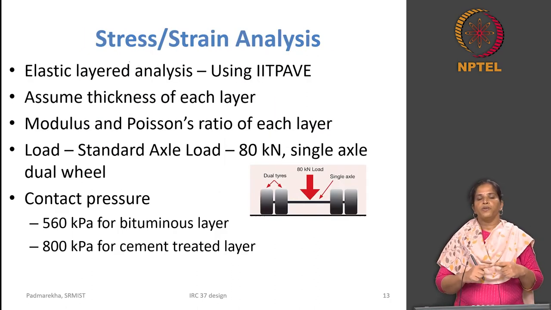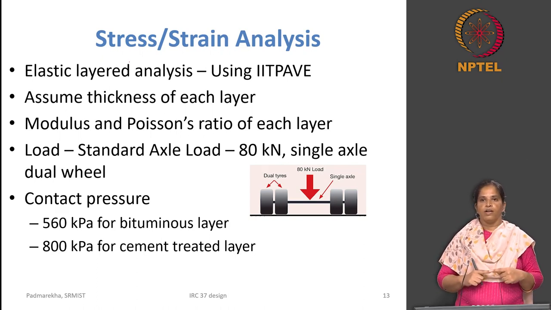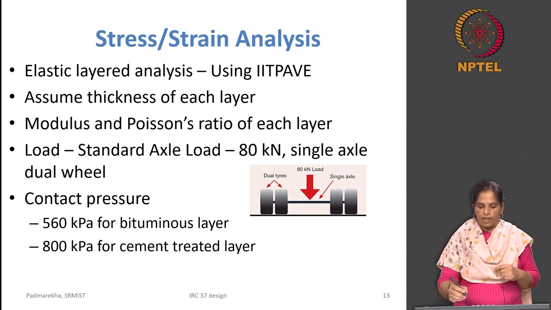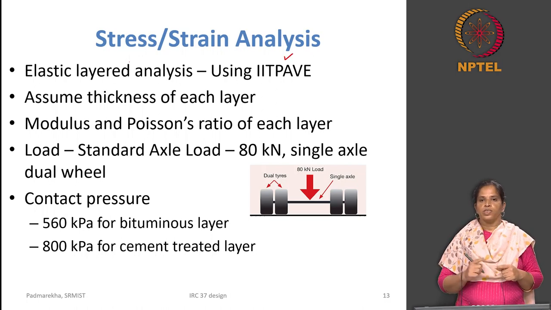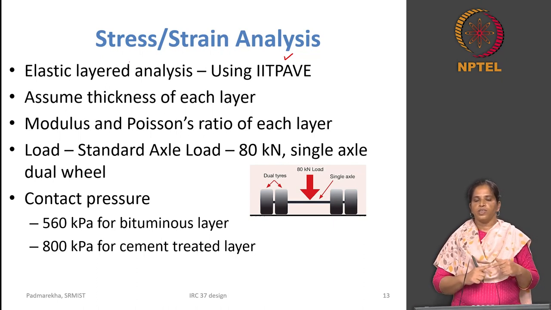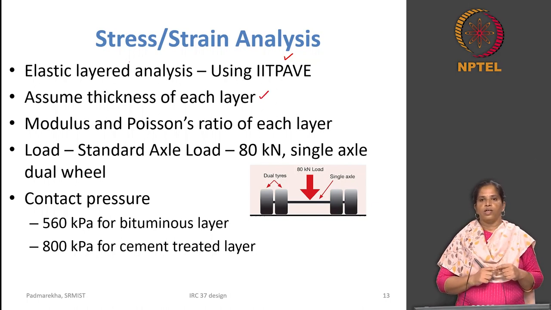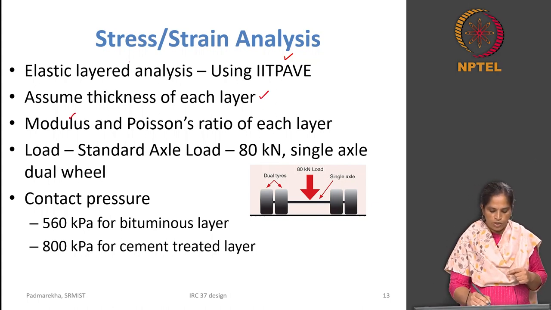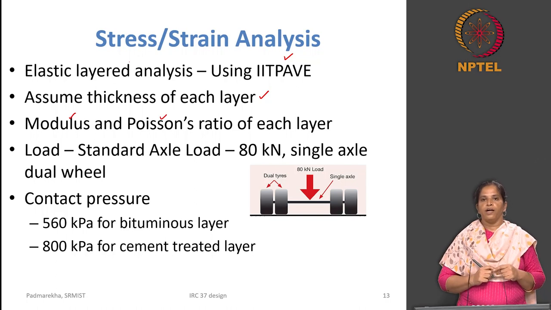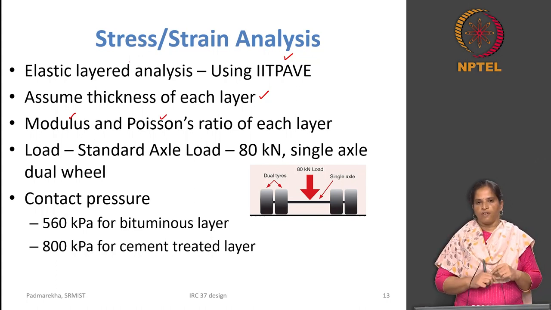Once we decide upon the layer combinations, we need to determine critical stresses and strains. For this purpose, we use the IITPAVE software here. This IITPAVE software assumes each layer to be a linearly elastic layer and determines stresses and strains. For this purpose, we need to assume the thickness of each layer, and give the modulus and Poisson's ratio of each layer as an input. The layer structure is subjected to a traffic load, that is a standard axle load here.